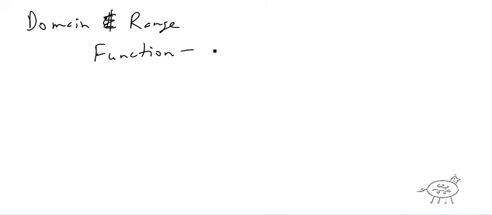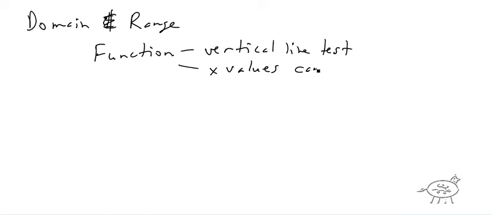Okay, let's talk about domain and range. So first let's talk about a function here. And remember, a function is, if it's a graph, you can do the vertical line test. Okay, and if you just look at it, the x values can't repeat. Okay, which kind of makes sense.